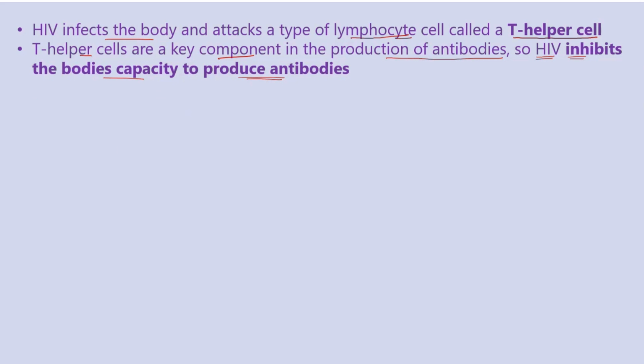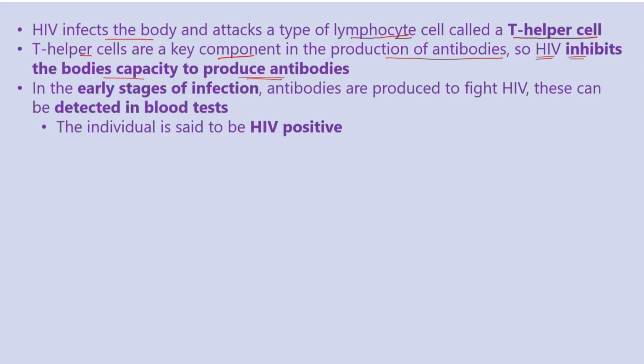Okay, so slowly the immune system becomes very weak. Now, as I said, against the virus also, initially some antibodies are produced by the immune system to fight against HIV, and if we do a blood test we can find those antibodies also, right? And only then can we detect the presence of this virus. So if antibodies for this are found in the blood sample, then that person is considered HIV positive.